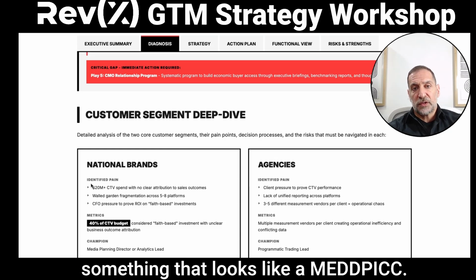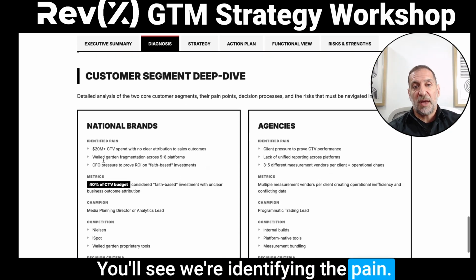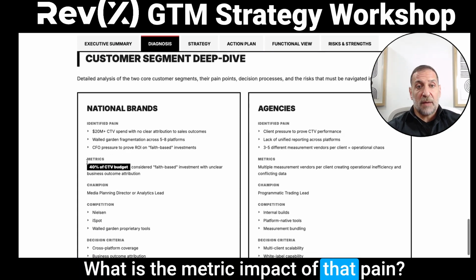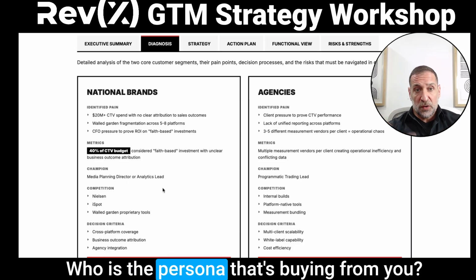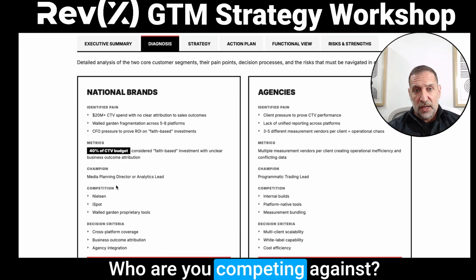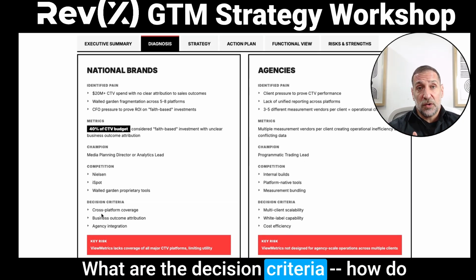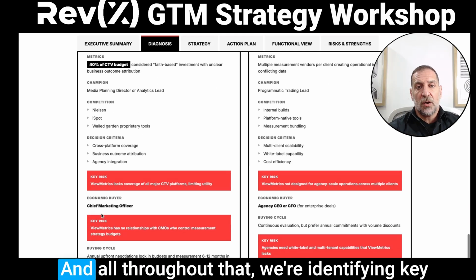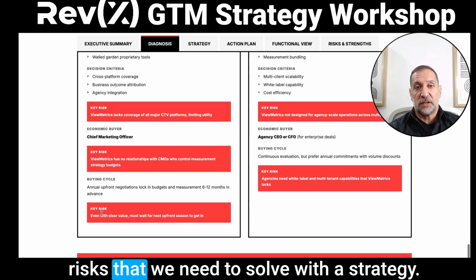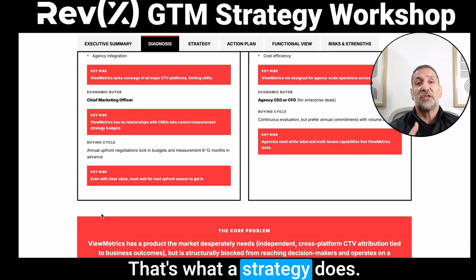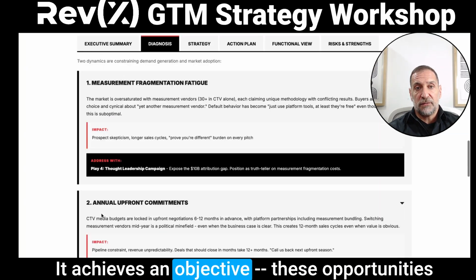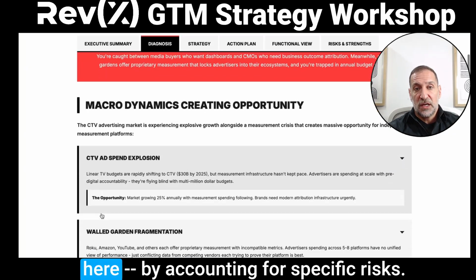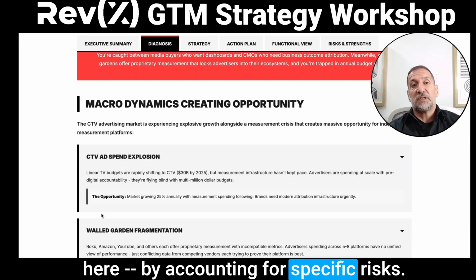And you can see here, we use something that looks like a MEDDPICC. You'll see we're identifying the pain. What is the metric impact of that pain? Who is your champion? Who's the persona that's buying from you? Who are you competing against? What are the decision criteria? How do they decide to spend budget with you versus anybody else in the category? And all throughout that, we're identifying key risks that we need to solve with a strategy. That's what a strategy does. It achieves an objective, these opportunities here, by accounting for specific risks.